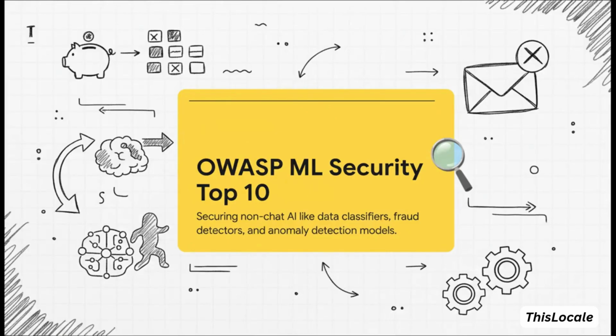The third and final OWASP lens covers the machine learning models that are working silently behind the scenes. These are the unsung heroes, right? The fraud detectors, the spam filters, the data classifiers. They don't chat with anyone, but they are just as vulnerable to nasty stuff like data poisoning, where an attacker slowly, methodically teaches the model to misclassify transactions. Or model evasion, where a cleverly crafted email just waltzes right past the spam filter.